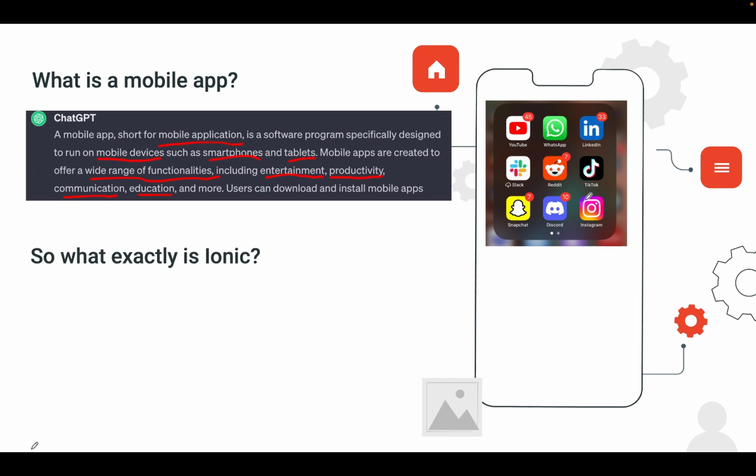So then, what is Ionic? Because that is the technology that we will be using to develop our mobile apps. There are different kinds of technology that you can use.